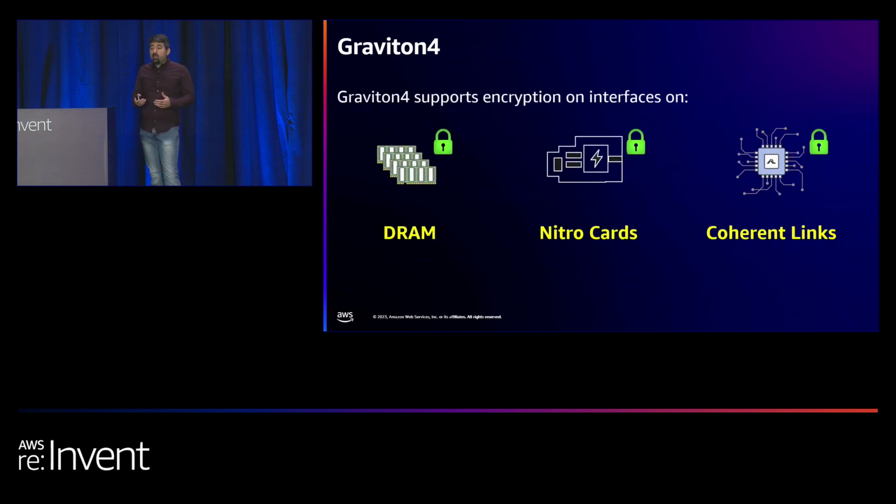With Graviton 2, we introduced encrypted DRAM. We carried that forward for Graviton 3. With Graviton 4, we were expanding that. The coherent links I just mentioned in the previous slide, those are also encrypted. And additionally, the connection between our Nitro card and the host, that PCI link, is encrypted as well.